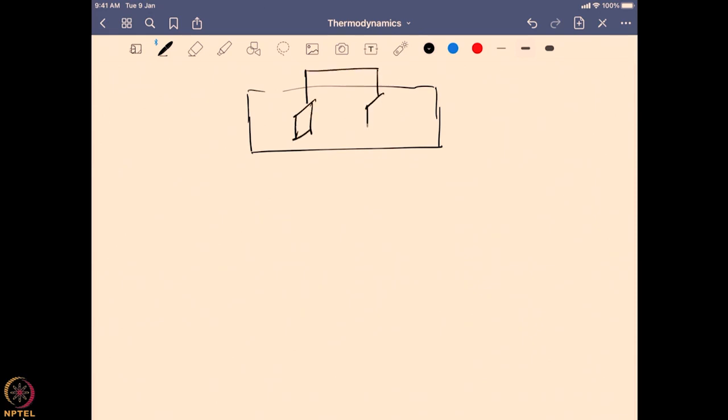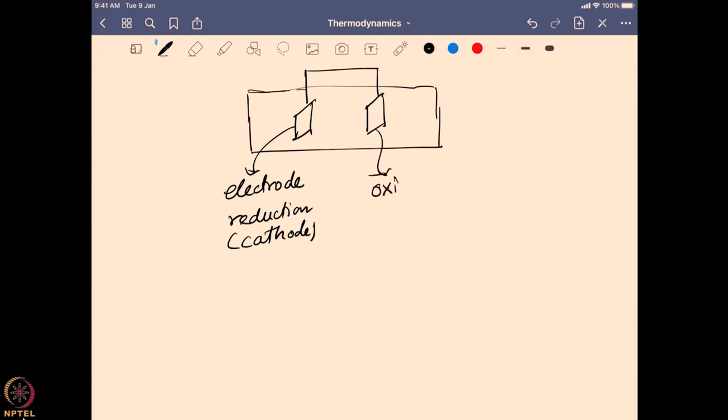Now, what kind of reaction is happening in these two particular electrodes present in the electrochemical cell? In one of the electrodes, reduction happens, and that is known as the cathode, and in the other one happens the opposite reaction, the oxidation, which actually completes the overall cycle. This is known as the anode.